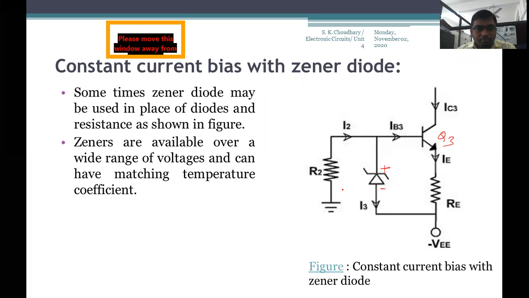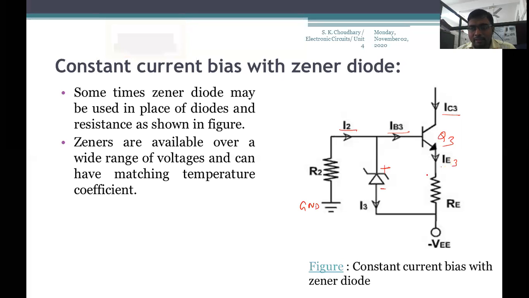Now, Zener diode is available over a wide range of voltages and can have a matching temperature coefficient. In this circuitry, all of you please draw this diagram. You can see the current flowing through R2, where one end of R2 is connected to the ground, is I2. The current entering the base of Q3 is IB3. The current flowing into the collector terminal is IC3, and the current coming out from the emitter is IE, or IE3 as well.